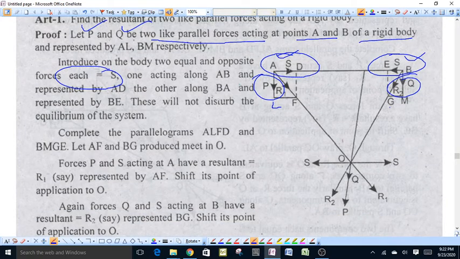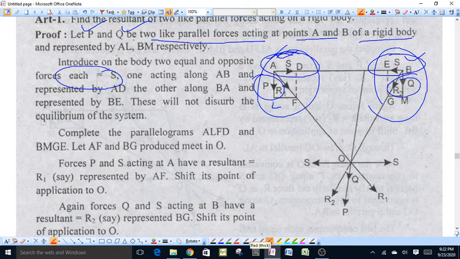Now we complete the parallelogram ALFD and BMGE. Force P acts at point A and force Q acts at point B. Now the resultant of P and S acting at point A on the rigid body will be the diagonal of the parallelogram ALFD, represented by AF, denoted by R1. This is the resultant of P and S acting at point A.